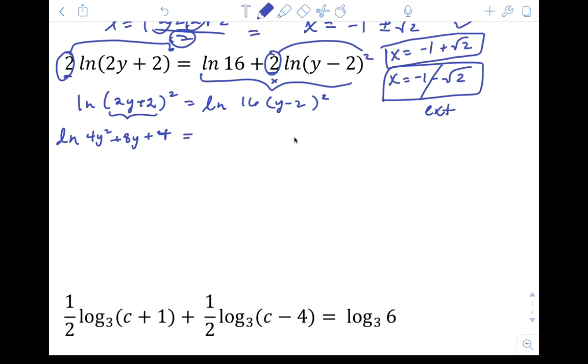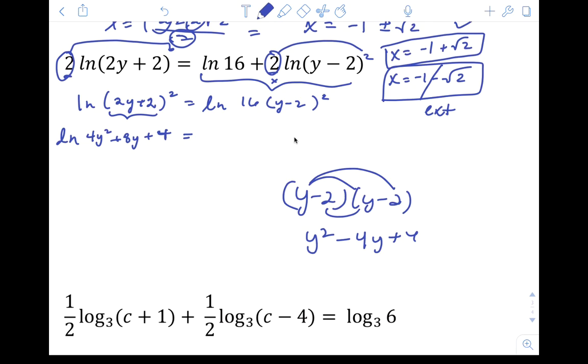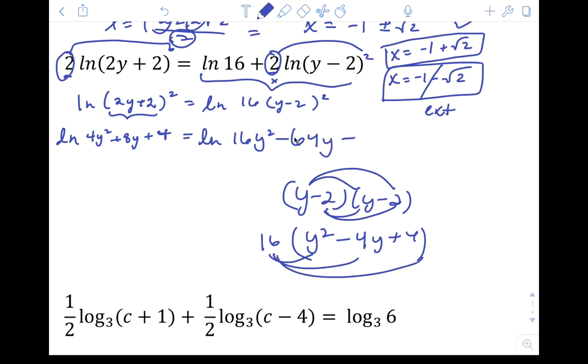So then over on the right, y minus 2 squared is y minus 2 times y minus 2, which is y squared minus 4y plus 4. Y squared, minus 2y, minus 2y, and that makes the negative 4y in the middle, and then positive 4. So all of this has the 16 next to it. So this one over here on the right-hand side would be 16y squared minus 64y plus 64.